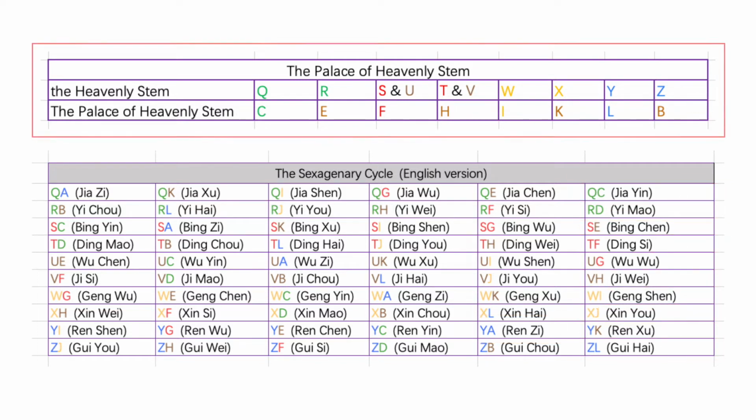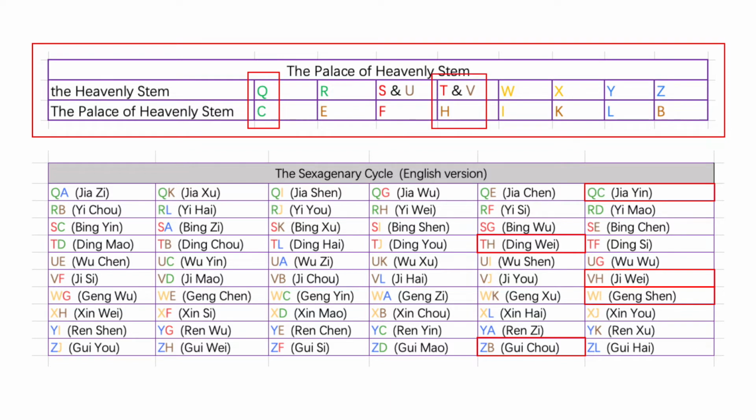But in Liu Ren, according to the rules of Liu Ren's palace of heavenly stem, only 5 of the date names are special. They are QC day, TH day, VH day, WI day, ZB day. In this table, we can see that Q's palace is C, T's palace is H, V's palace is H, W's palace is I, and Z's palace is B. Although there are only 5 days in the name of the special date in Liu Ren, we still call these 5 days our special 8 days because of traditional habit.